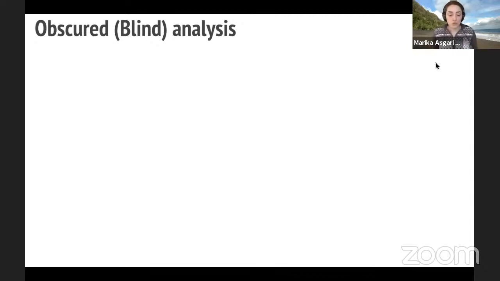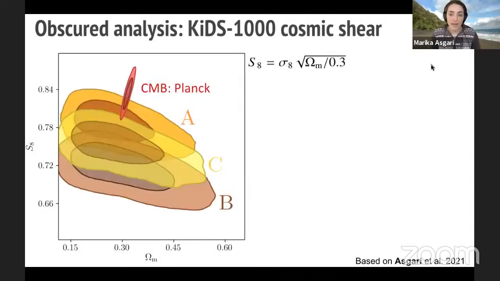So in order to make sure that we don't apply our own subconscious biases to the analysis, whether or not we wanted it to match with Planck or not, we obscured the data. Okay, and here's where we were 3 weeks before submitting the papers. So we have 3 sets of blinded data, and this plot here is showing constraints on S8 versus omega m.